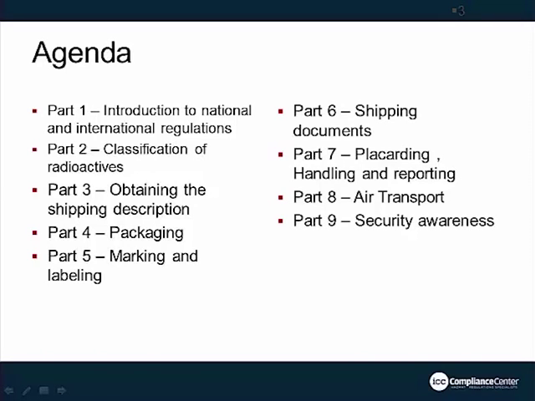In Part 6, we will discuss shipping papers and what type of paperwork is required for shipments of radioactives. Part 7 will cover 3 topics: how to placard radioactive materials in transport, loading requirements and restrictions, and reporting requirements for serious spills. Part 8 will cover the additional requirements for shipping radioactive materials by air using the rules established by the IATA Dangerous Goods Regulations, or DGR. Finally, in Part 9, we will do a review of the importance of security during transportation of radioactive materials.